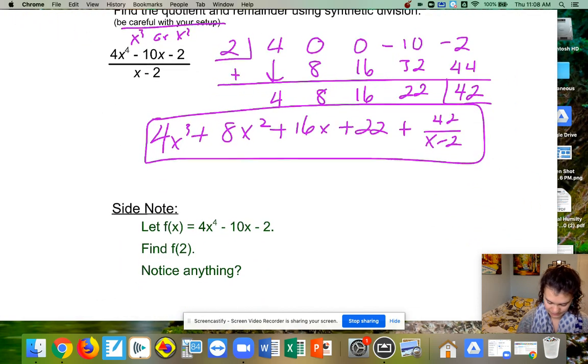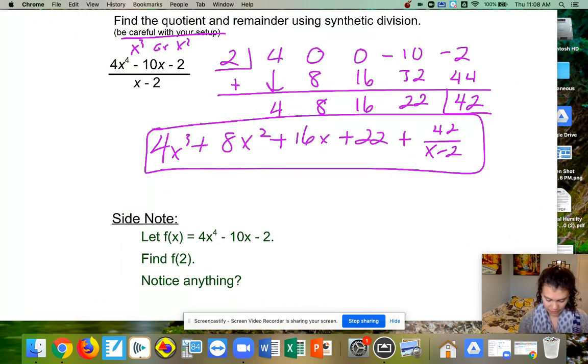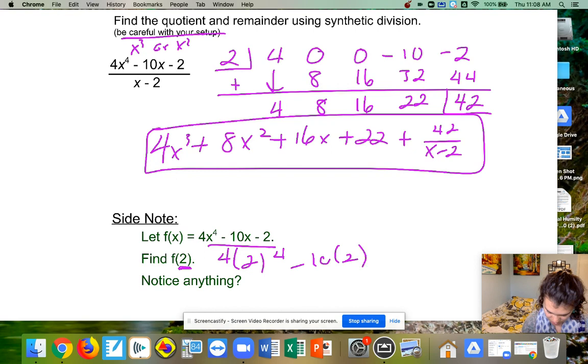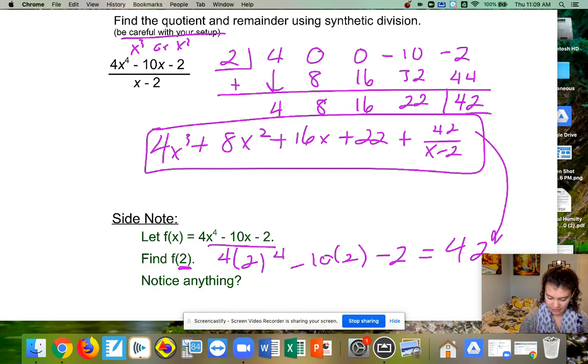So a side note here, if we plug in 2 to our function, we want to see what we get. So if you plug that in, you do 4 times 2 to the fourth minus 10 times 2 minus 2, and you'll get 42. So you want to think about, do you notice anything? You should be noticing that these two numbers are the same.